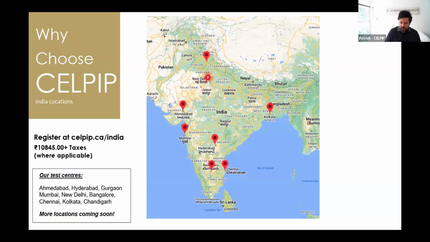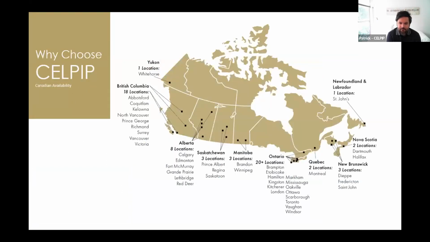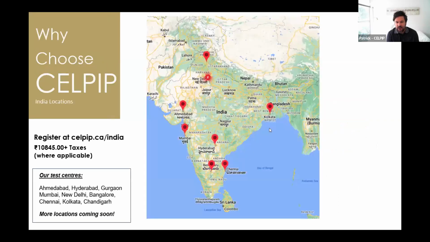Yeah, we're pretty well covered in the region. We will be opening a couple more, I think this month or next month. If you go to celpip.ca/India, you'll see all of the available locations and you can register for a test on that link. And of course, a lot of Canadian locations. I was just going to mention the price for India. It's 10,845 rupees. So now it's a lot cheaper than some other English tests.